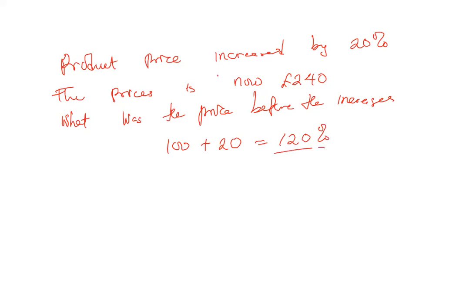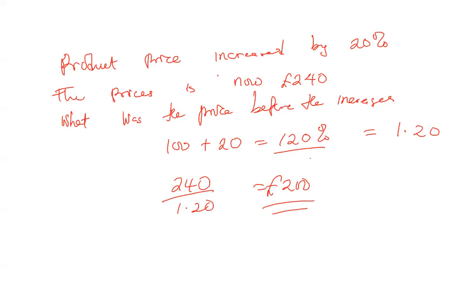You now change this one to decimal. What is 120% to decimal? That gives you what? 1.20. So to do after, you just do 240 divided by 1.20. That is what? 200. So that means that the money was £200 before the increase. It was actually what? £200 before the increase.